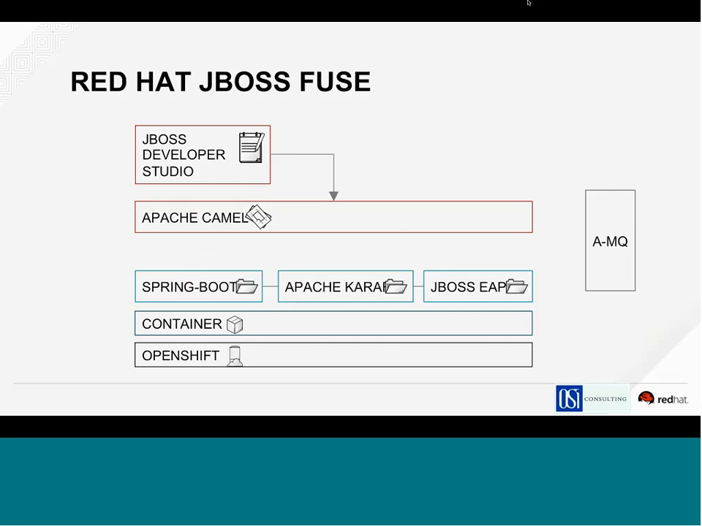So with JBoss Fuse itself, the foundation is Apache Camel. It's an open source project, and being able to leverage enterprise integration patterns is where Camel has its strong suit. Not just on the development side, but also on the deployment side. Technologies I mentioned earlier: Java Enterprise Edition, if I need to deploy it on a JBoss EAP environment. If I want to use OSGi, Apache Karaf is available. If I want to use Spring Boot, that's available.